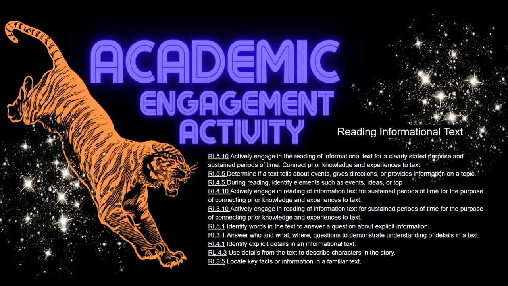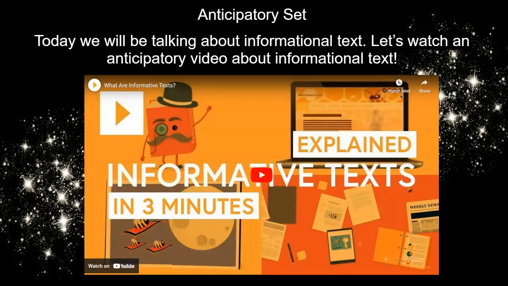All right, so you have this academic engagement activity. Every activity is going to have an anticipatory set, and this is going to be a standards-driven anticipatory set. So yes, your story might be about space, but the anticipatory set is not going to be about planets or the sun or the earth. It's going to be an anticipatory set about informational text, because that's the content, that's the standard that we're covering. So if you were to watch this video, it would be a little informational video with some stuff about identifying informational text.